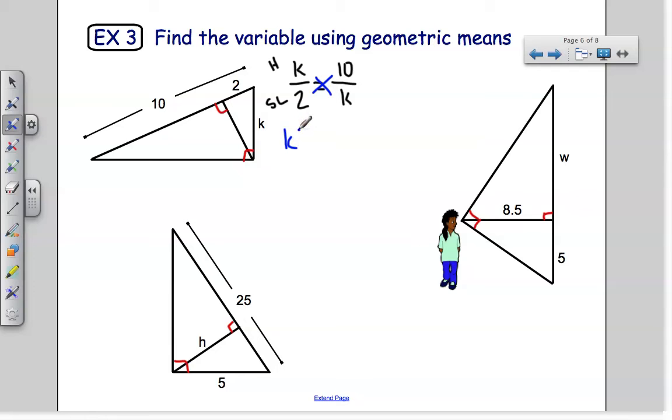Okay, the solving part's easier than the setting up. K times K is K squared. 2 times 10 is 20. Undo squared by taking square root. And I have to find the square root of 20, which will be a decimal.